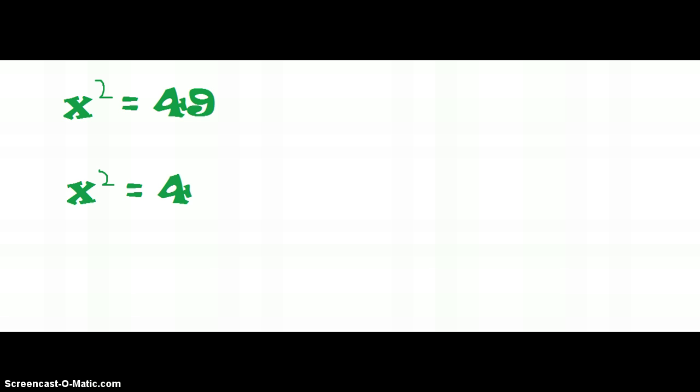Okay, here's a couple practice problems for you to do for homework. Solve for x in both these problems. x squared equals 49 and x squared equals 4.